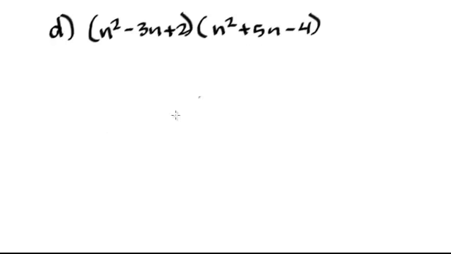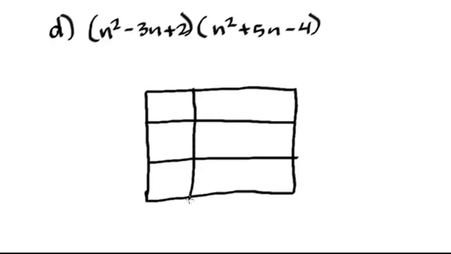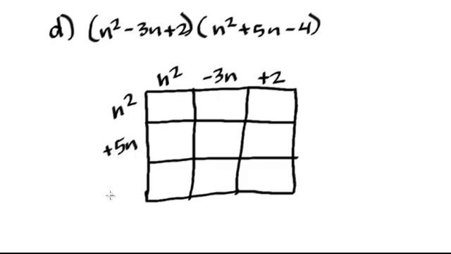This time I have 2 trinomials, which means I'm going to make a box that is 3 by 3. When I say 3 by 3, I mean 3 columns by 3 rows. So that means my box will have a total of 9 smaller boxes within it. So I write n squared minus 3n plus 2 on one side of my box. On the other side, I write n squared plus 5n minus 4. Now I can multiply.